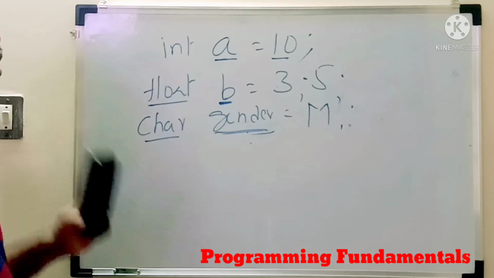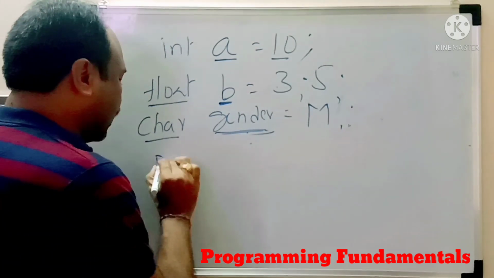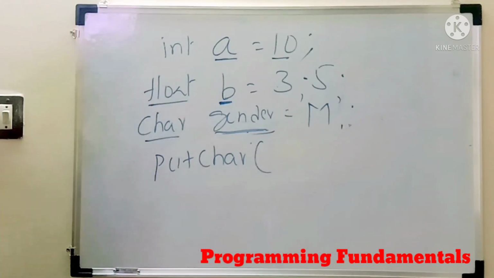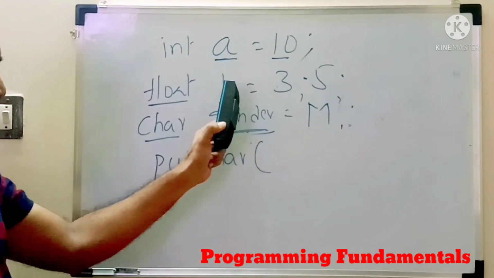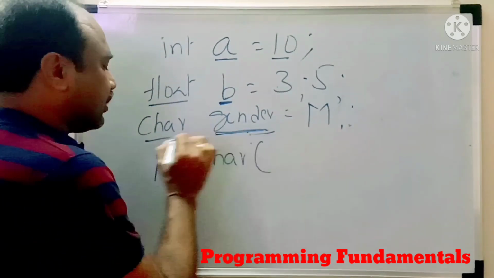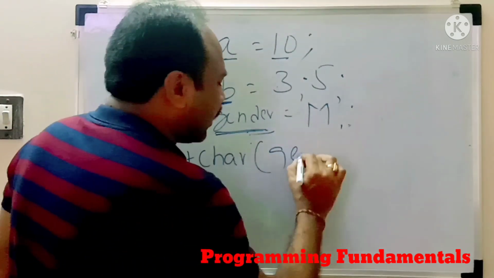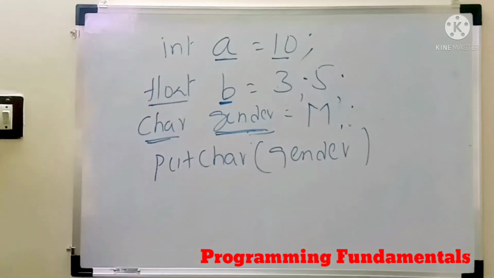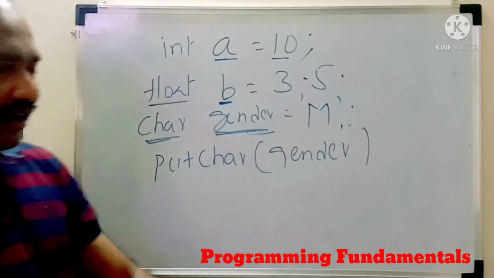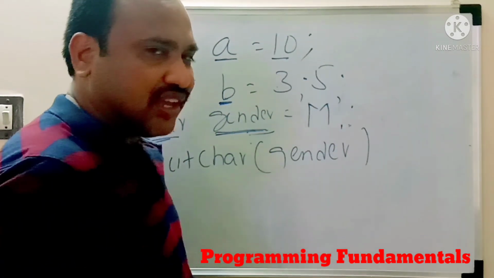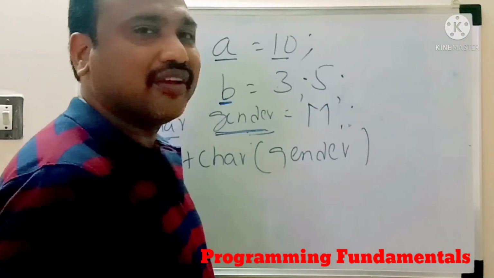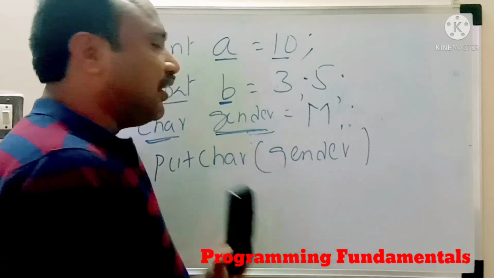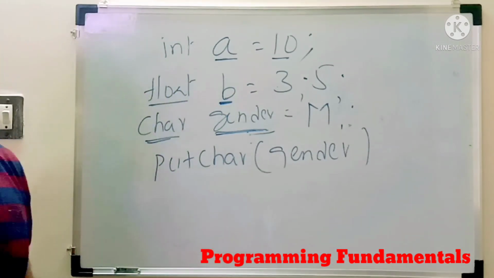Now I will use putchar. What is the purpose of putchar? To display a single character. Putchar of A. Here A is a character, no? B is a character, no? Gender is what? Char. Simply you have to write putchar of gender. That's it. Now to print this character, am I using percentage C? No. Without using a format specifier, I am printing the value. Hence, it will come under the category of unformatted.